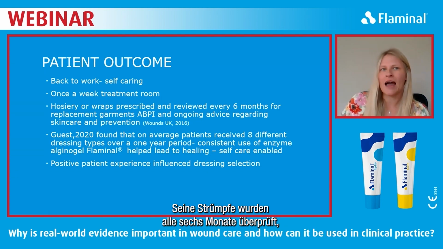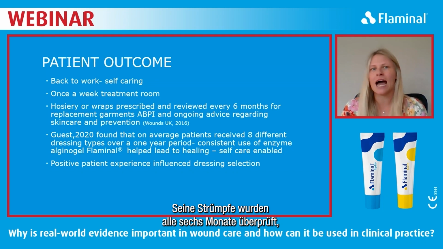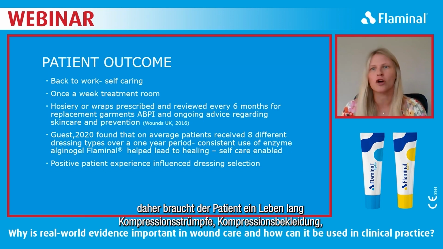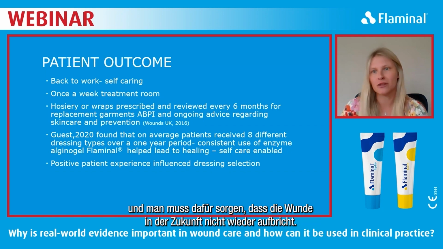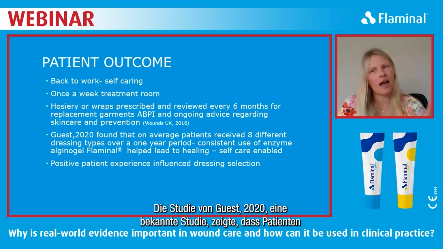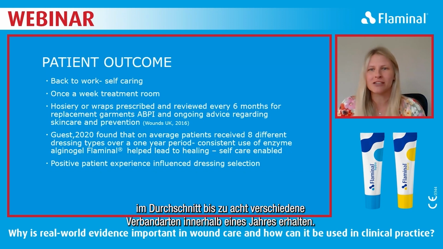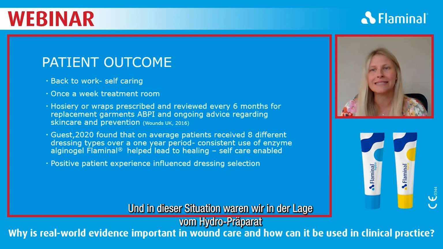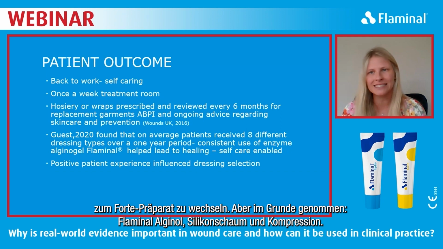His hosiery was reviewed every 6 months, but as we know, leg ulcers are very common and recurring, and this is a lifelong commitment to compression hosiery, to compression garments, and to making sure that the wound doesn't break down again in the future. The study by Guest 2020, a well-known study, showed that on average, patients can receive up to 8 different dressing types in a 1-year period. This isn't necessary. Flaminol's really versatile, and in this situation, we were able to change from the Hydro preparation to the Forte preparation, but fundamentally, Flaminol gel, silicone foam, and compression.